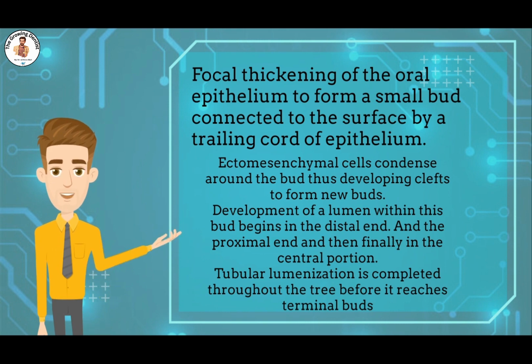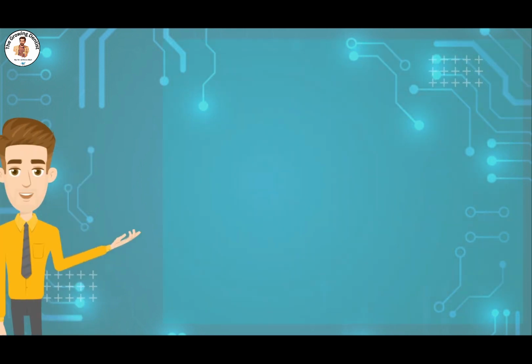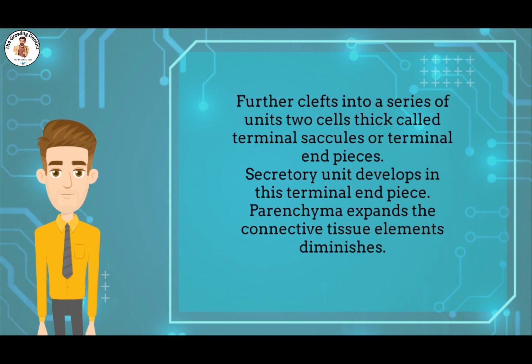As the lumina develops in the terminal buds, further clefts enter a series of units 2 cells thick called terminal saccules or terminal end pieces. The secretory unit develops in this terminal end piece. Innermost cells form secretory cells, and outer cells form the myoepithelial cells or contractile element.